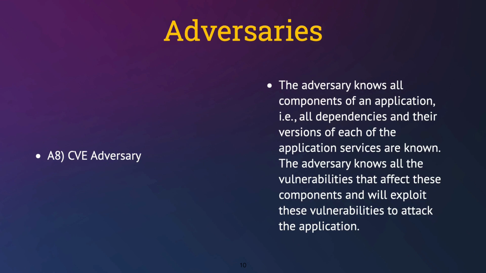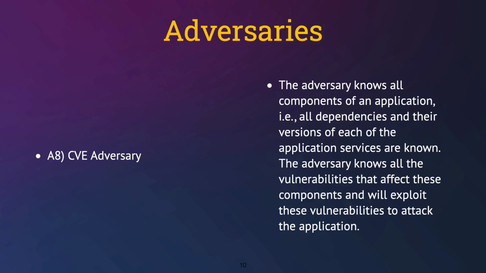Something that is similar to the last adversary is the following. We need to expect that the adversary knows all the vulnerabilities of all the dependencies of the services that are in this application that we want to protect. So we need to make sure that we know if there are vulnerabilities and know that we have to update certain applications to protect against adversaries that will know specific vulnerabilities and exploit them.